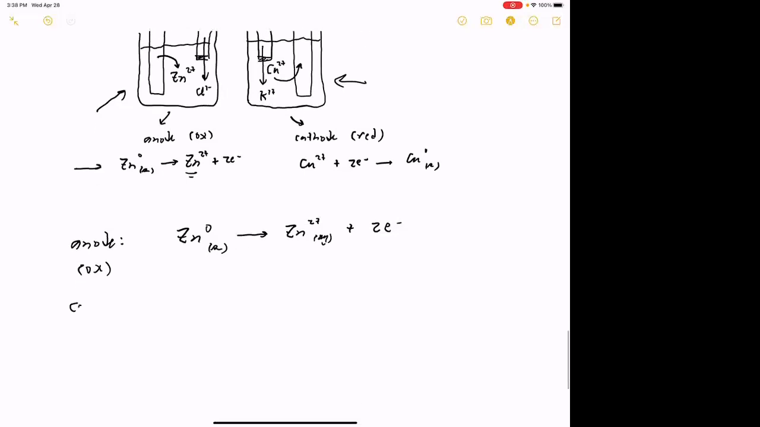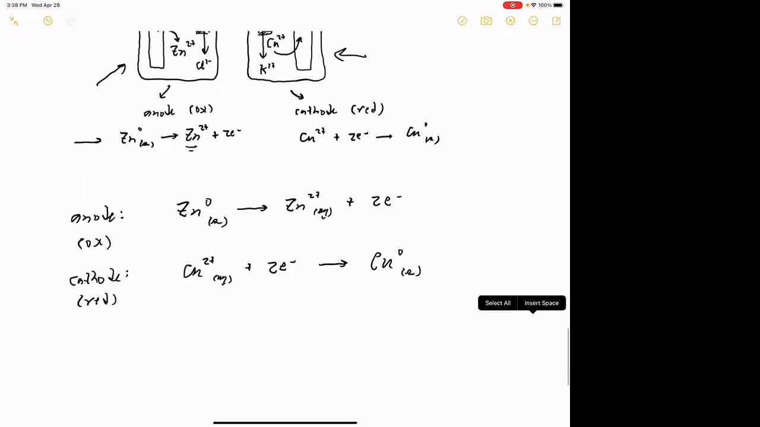Then at the cathode, reduction occurs. Okay, so that's the reaction we have on the right. So that's the copper 2+ in the right-hand beaker, in aqueous solution, picking up the 2 electrons that the zinc gave up to form the reduced copper metal. So that's Cu with no charge, and that's a solid copper metal. So each one of these is a half reaction, right? So I have an oxidation half reaction and I have a reduction half reaction.